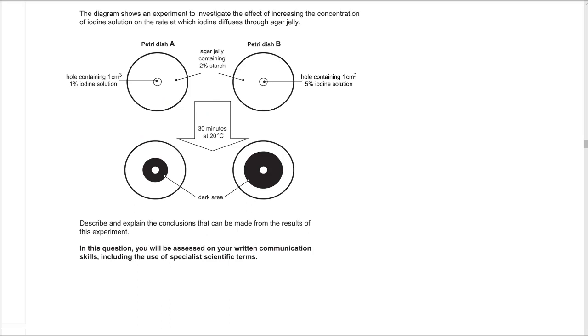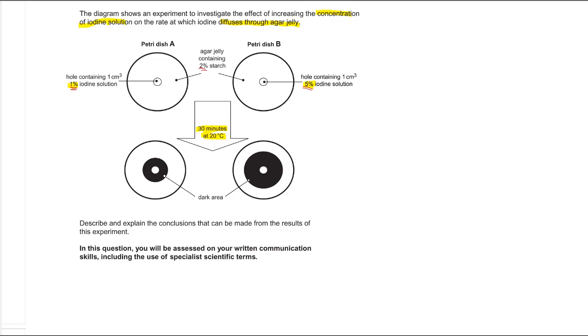Now, just to finish this section off, I think we may as well do a little question. So the diagram shows an experiment to investigate the effect of increasing the concentration of iodine solution on the rate at which iodine diffuses through agar jelly. So here we have a Petri dish containing 1% iodine solution and 2% starch. Petri dish B contains 5% iodine solution. So there's the difference. You leave them for 30 minutes at 20 degrees C and you see what happens. So what we need to do is describe and explain the conclusions that can be made from the results of this experiment.